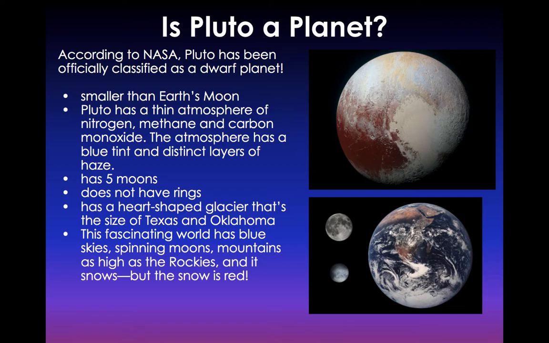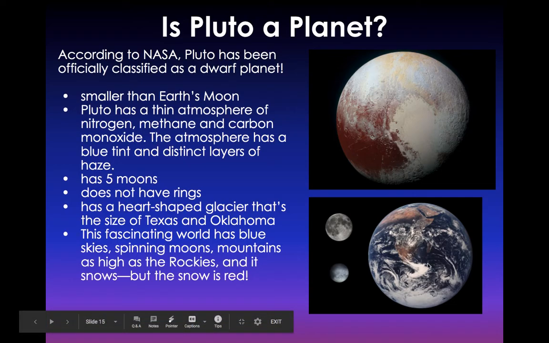And it has a heart-shaped glacier that's the size of Texas and Oklahoma. This fascinating world has blue skies, spinning moons, mountains as high as the Rockies, and it snows. But the snow is red. How weird is that? When I first saw that and learned about that, I was like, what in the world? That's kind of weird. It's something like you'd see on Star Wars or something like that. But this is a picture of Pluto.